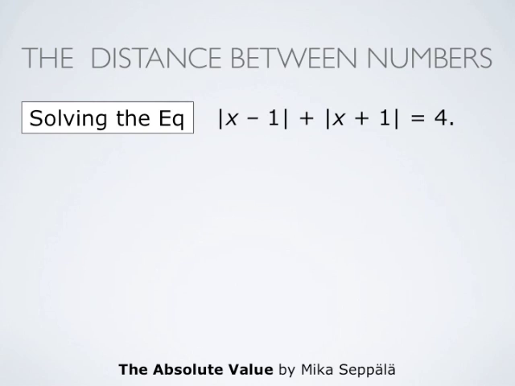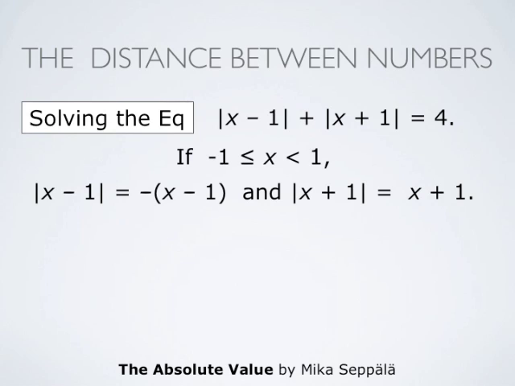Next we have to consider the situation where x is between -1 and 1, -1 allowed, 1 not allowed. If x is between -1 and 1, then x minus 1 is negative and x plus 1 is non-negative. And this means that the absolute value of x minus 1 is negative of x minus 1, and the absolute value of x plus 1 is x plus 1 itself.